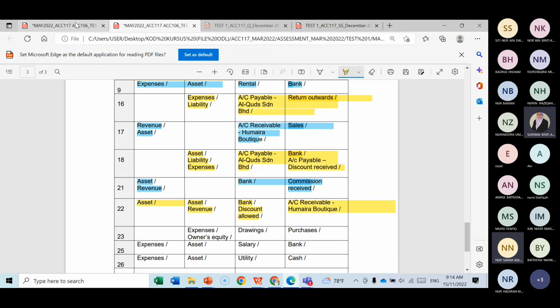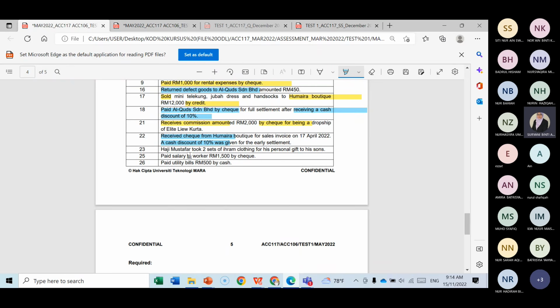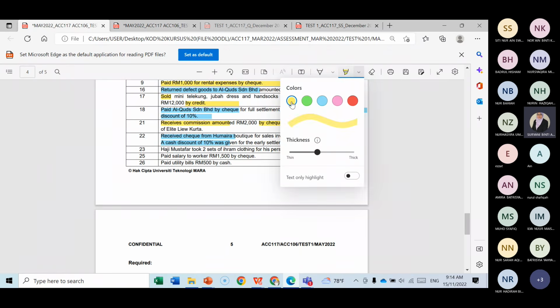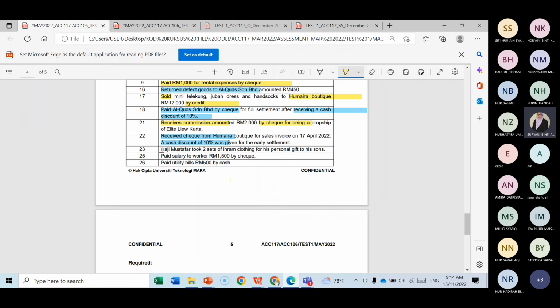Yes, madam. Okay, move to 23rd of April. Haji Mustafa. Who is Haji Mustafa, class? The owner. He took 2 sets of ihram for his personal gift to his son. He took the ihram set for personal gift to his son. So what is the effect here? Decrease in expenses and owner equity.